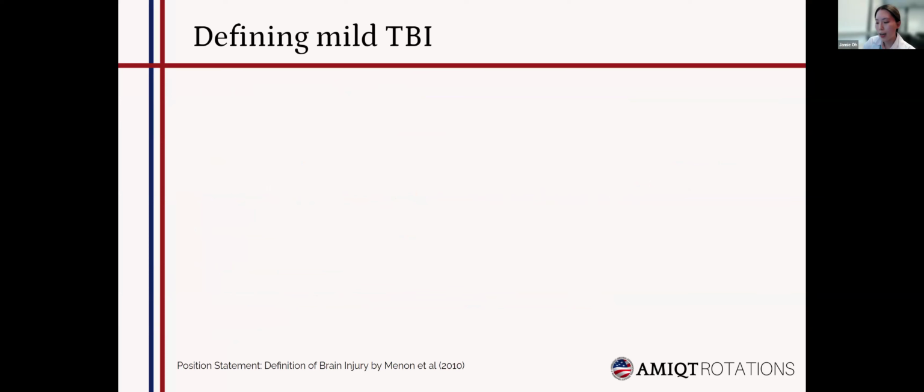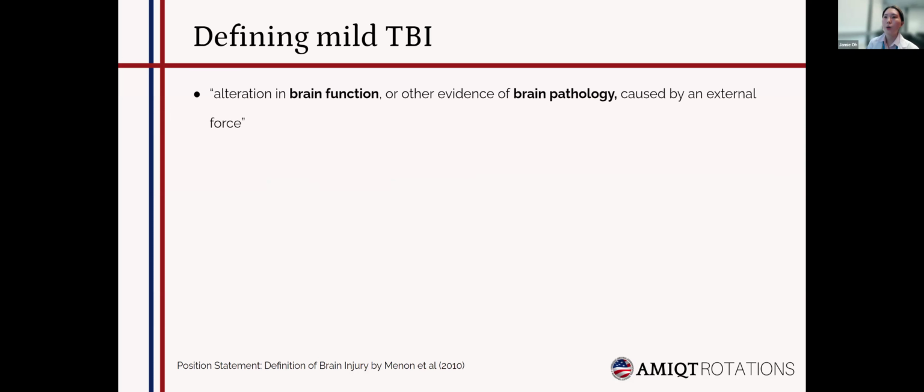The reason why I asked that question is because I thought traumatic brain injury and head injuries were the same thing, but I was wrong. So currently traumatic brain injury is defined as an alteration in brain function or other evidence of brain pathology caused by an external force. And I'll break everything down by bits.